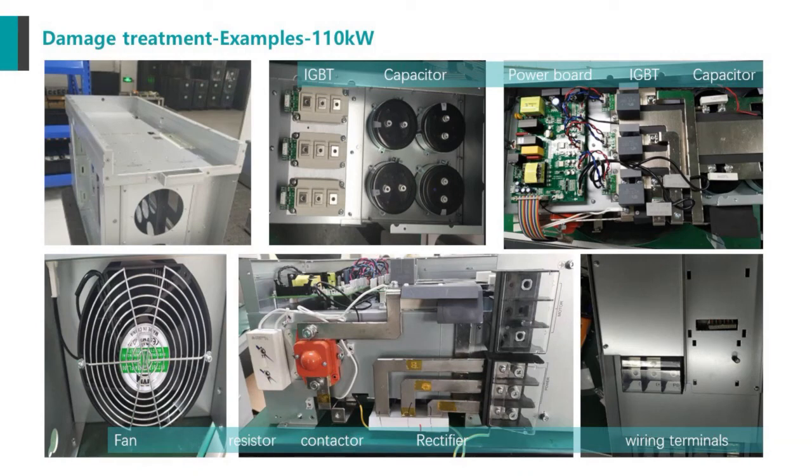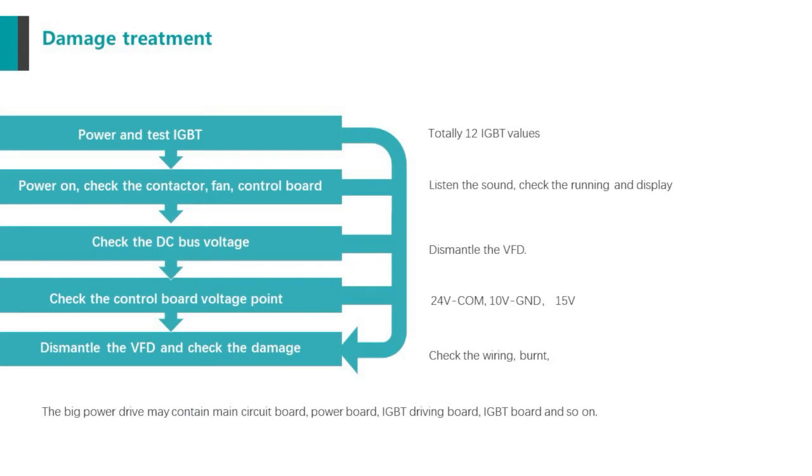No matter for the small power inverter or the big power inverter, actually the test process is similar with the error judgment. First, you need to disconnect the motor and just connect power and test the IGBT. Totally 12 IGBT tube drop voltage need to be tested. And then you could connect power and check the contactor, fan, and control board display. If they are normal, you could check the DC bus voltage.